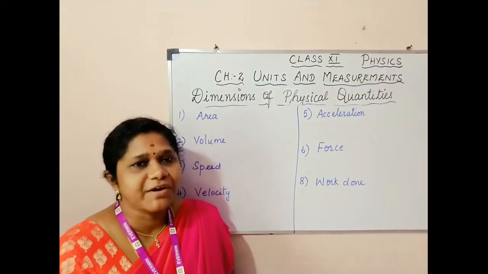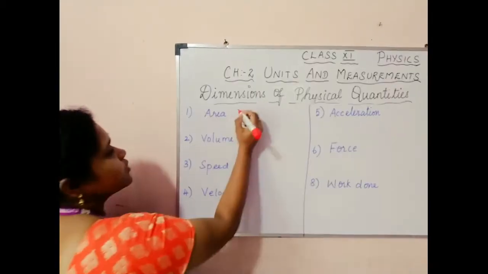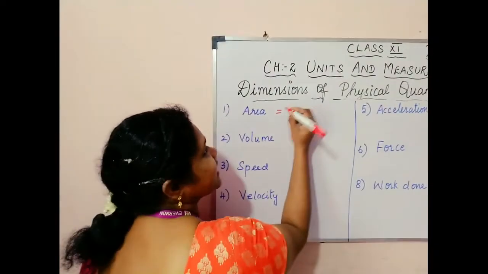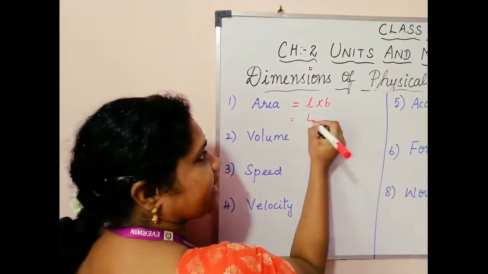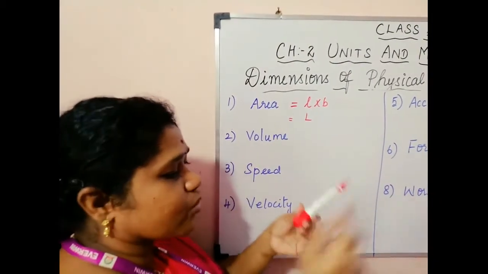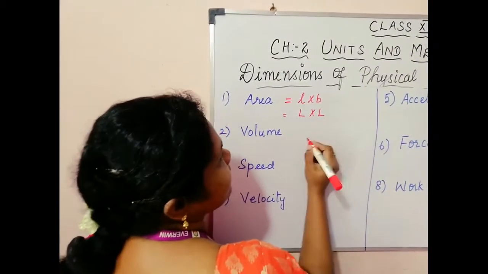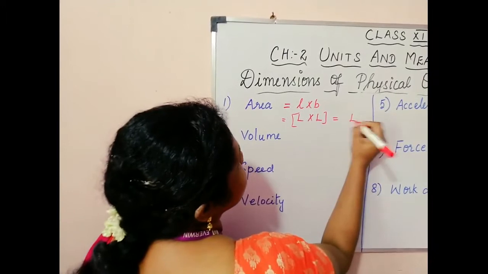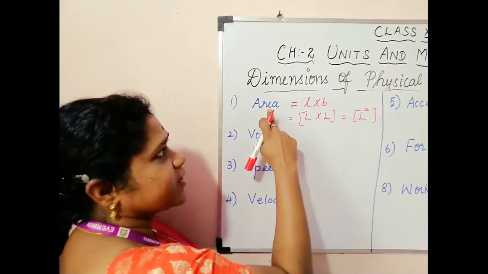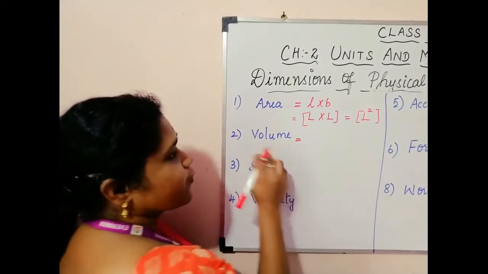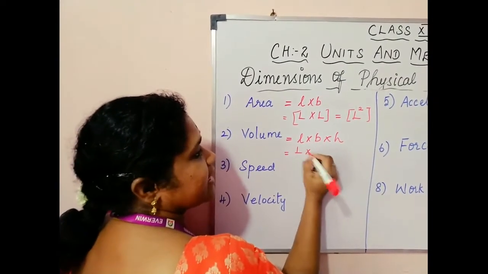Now we'll find out the dimensional formula for some of the derived quantities. First is area. We have just seen that area is length into breadth. Length dimensional formula is L, and breadth is also a distance between two points, so that is also L. So this can be written as L square. So the dimensional formula for area is L square. And for volume, length into breadth into height, that is L into L into L.